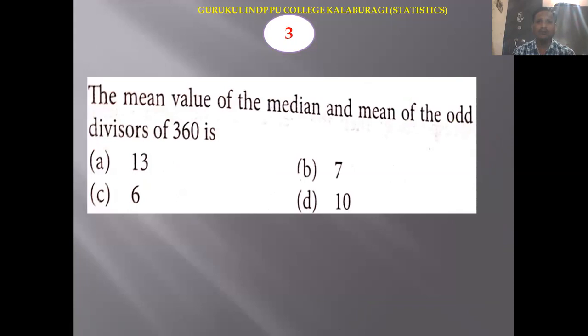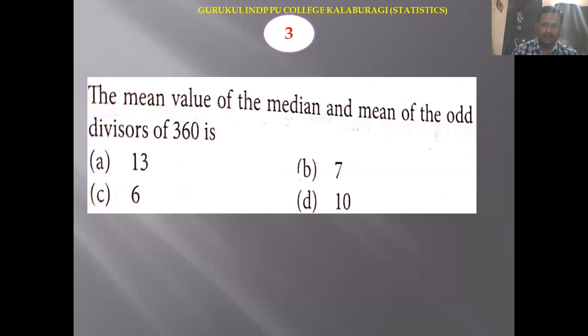The mean value of the median and the mean of odd divisors of 360. So first we need to find all the odd divisors of 360. Then we can find their median as well as their mean. After getting the median and mean, we need to find their arithmetic mean, the mean of whatever median and mean we obtained.